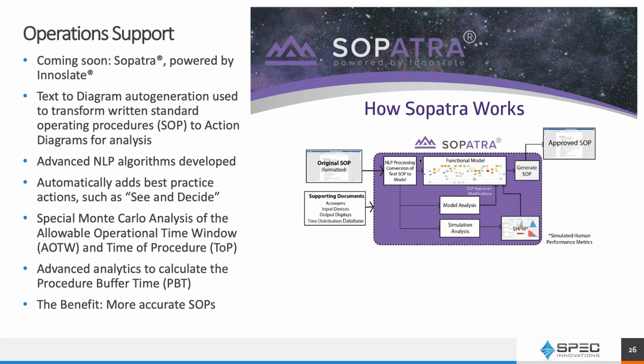Operation support. Coming soon is a tool called Sopatra, which is powered by Innoslate. Basically, this is a text-to-diagram auto-generation used to transform written standard operating procedures, or SOPs, to action diagrams for analysis. It uses advanced natural language processing algorithms, which have been developed, and it automatically adds best practice actions such as see and decide. It does provide a special Monte Carlo analysis of the allowable operational time window, or AOTW, and time of procedure, or TOP.